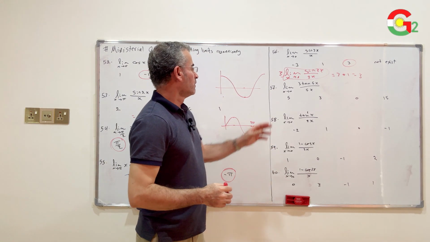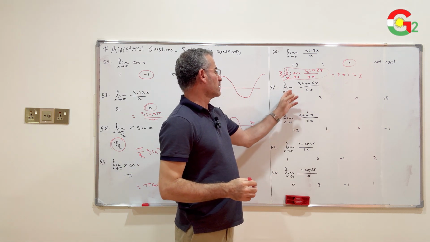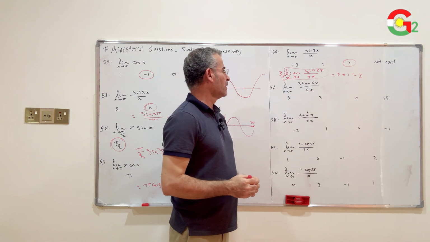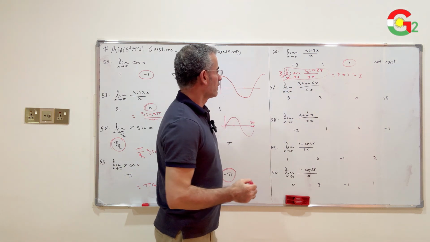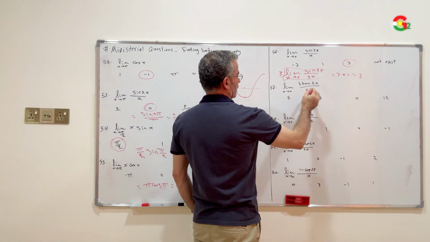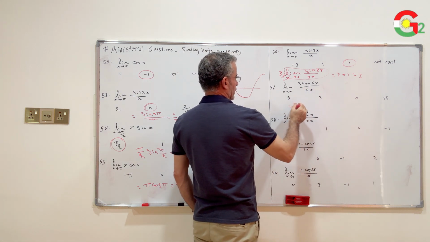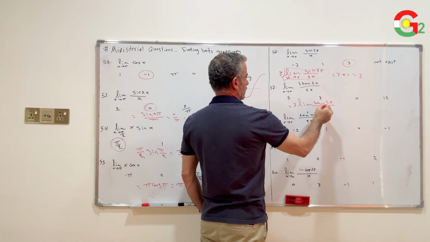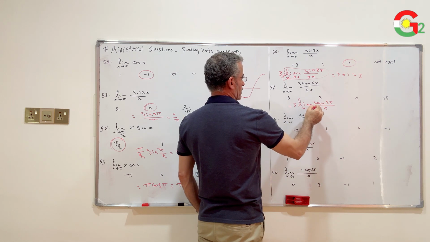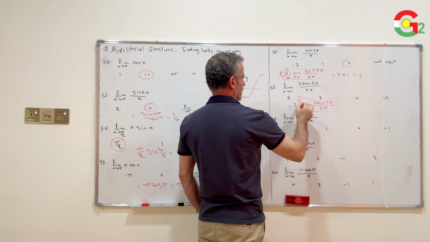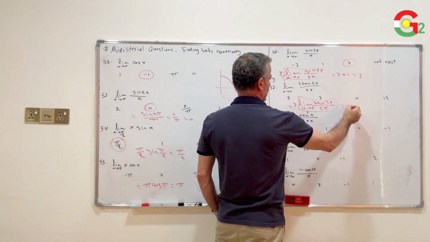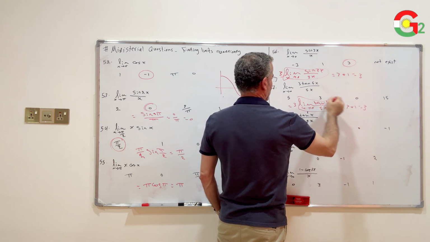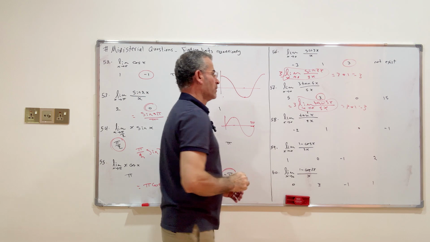57. Find the limit when x approaches 0 of 3 tan 5x over 5x, equal to 3 times the limit of tan 5x over 5x when x approaches 0. This limit is 1. Then 3 times 1 equals 3. Choice B.